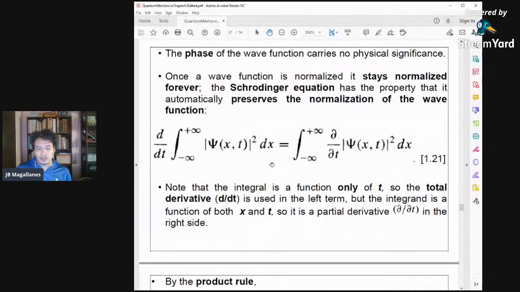So we do this operation, the derivative of the integral of psi squared dx. The derivative here, once it goes inside the integral, becomes a partial derivative. Why? Because psi is a function of both space and time. These are multivariable, so you have to use partial differentiation.